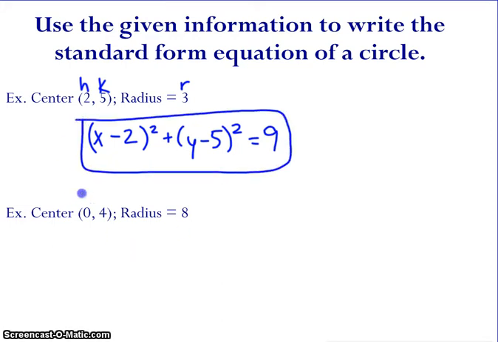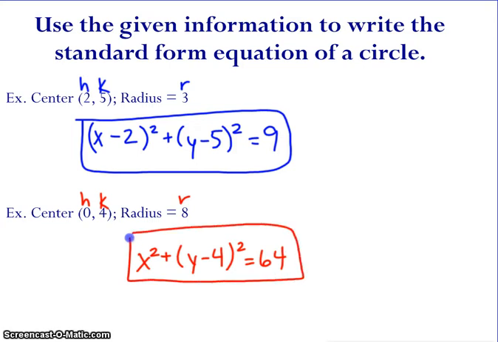All right, with this one we have an h of 0, a k of 4, and an r of 8. So we have x minus 0 squared plus y minus 4 squared equals 8 squared. Now this x minus 0 squared is really just x squared, and the 8 squared is really 64. So the equation is x squared plus y minus 4 squared equals 64.